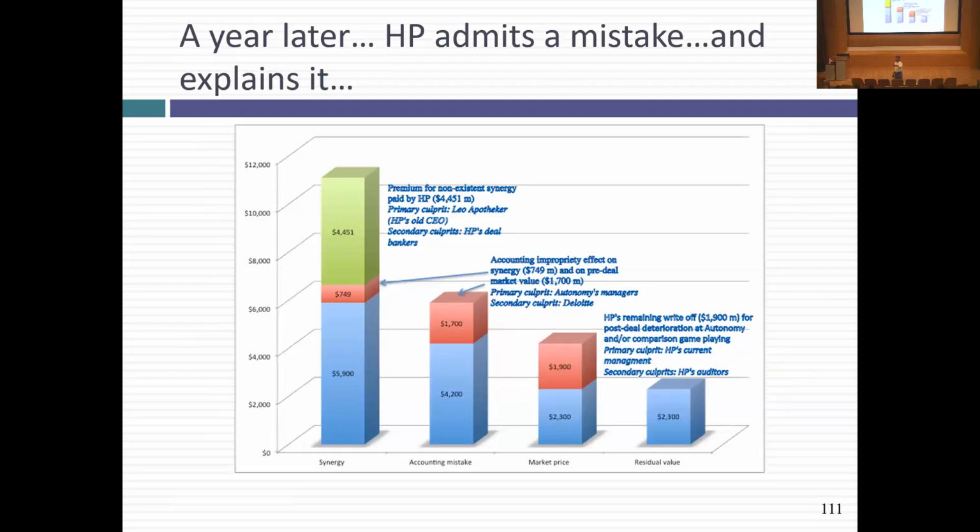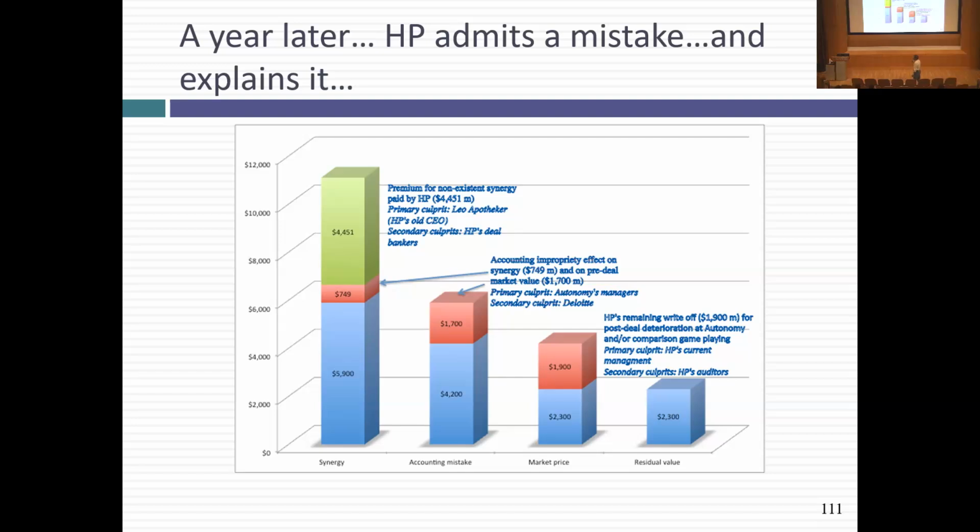HP blamed it on accounting problems at Autonomy. They said that's the only reason the deal came apart. So when the deal came apart, I decided I wanted to assign blame because they actually wrote down the 11.1 billion to 2.3 billion. That's an $8.8 billion write-off. Somebody should lose their jobs for this, right? So I want to say, let's see who should be held responsible. So I broke it out.